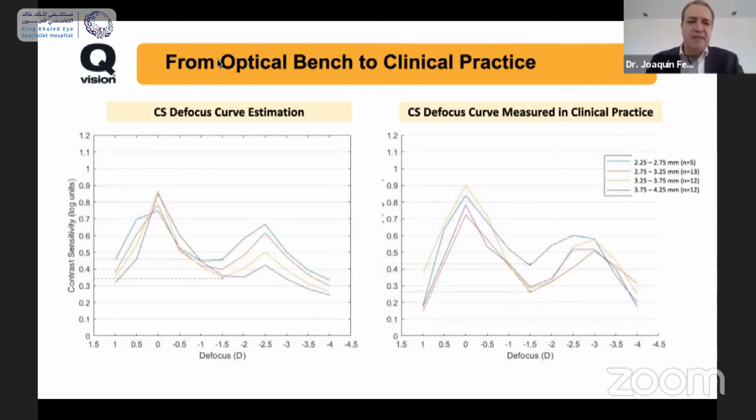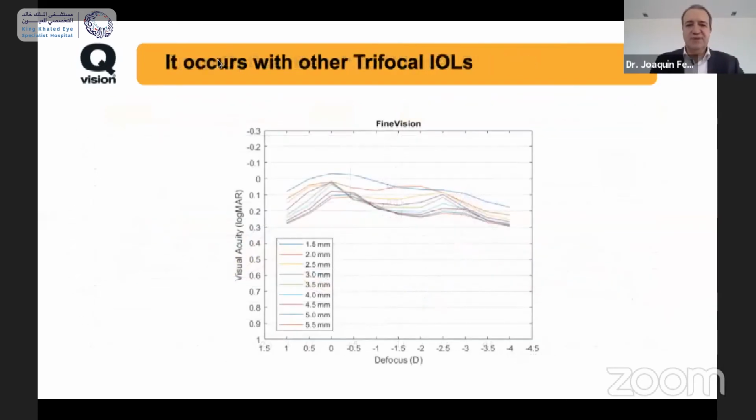We developed an application that you can use for free in the Apple Store on the iPad. It's called QVision Multifocal Lens Analyzer, and you can measure your patient's defocus curve for visual acuity and also for contrast sensitivity to use in your practice. And this situation also occurs in all the multifocal lenses. Of course, you can see here with fine vision, the smaller the pupil, the better the performance, and the bigger pupil is going to reduce it, and the patient is going to complain about photopsia.